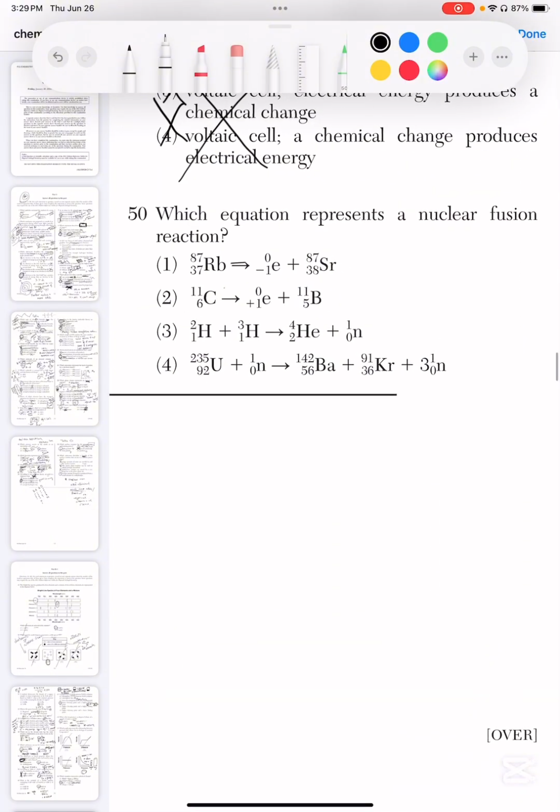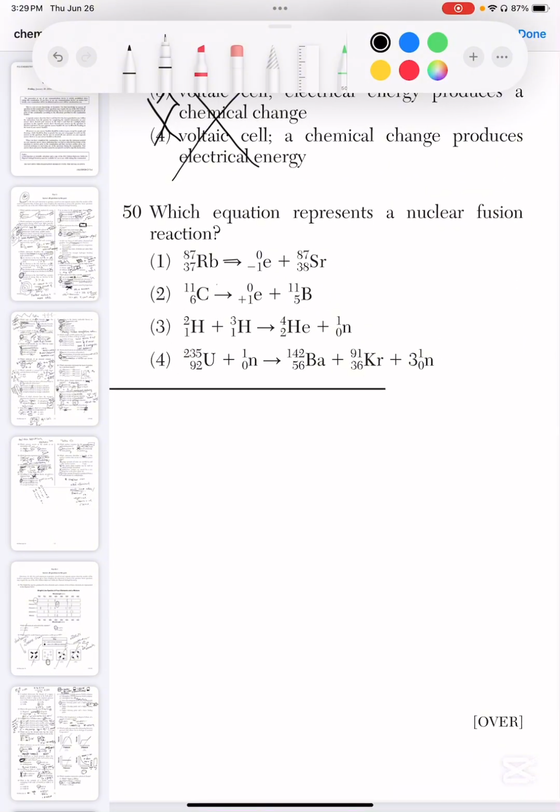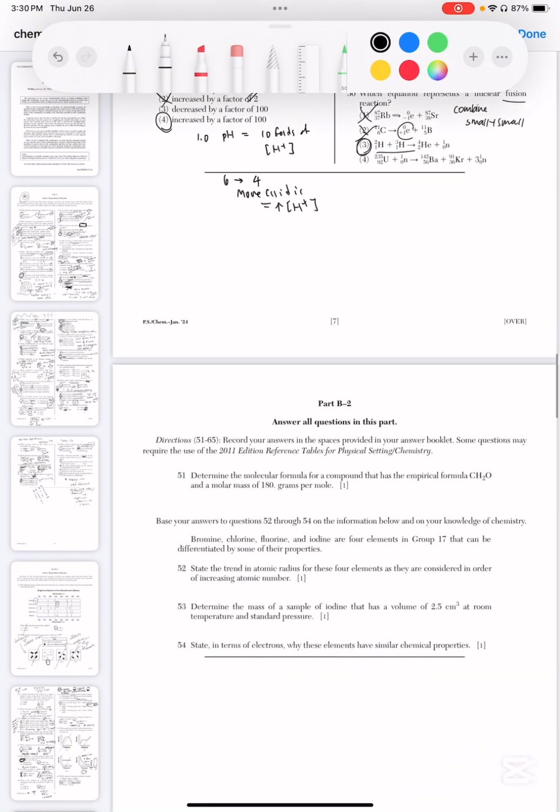Okay, so which reaction represents a nuclear fusion reaction? So fusion, what does that mean? It means to fuse, to combine small plus small. So this one we see a big thing and it's breaking apart. So that's not right. This is also a big thing and it's undergoing positron emission. This is a positron. That's also a no. This will be a yes because it's deuterium and tritium combining to form helium and a neutron. And then, since we have the right answer, we don't have to look at the next one.